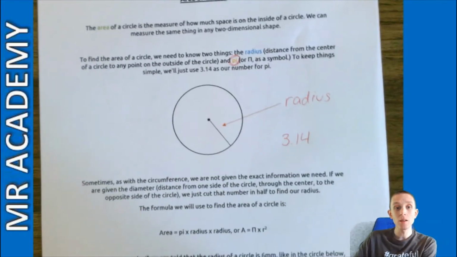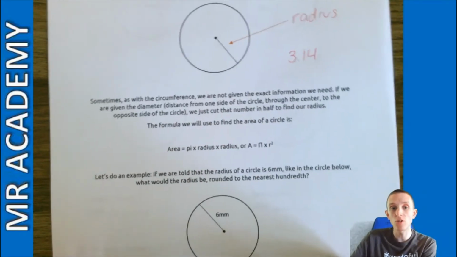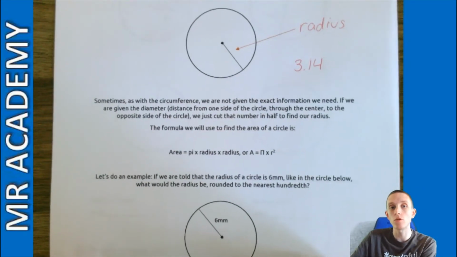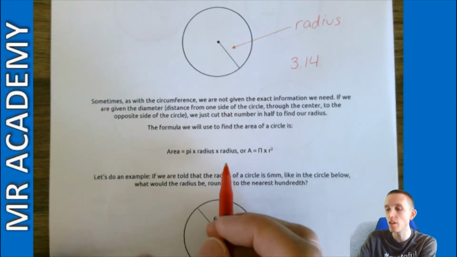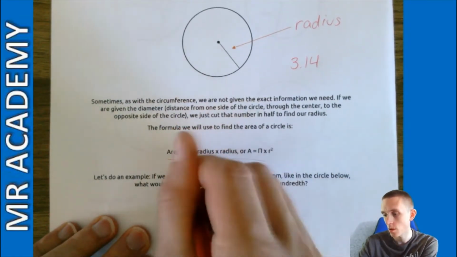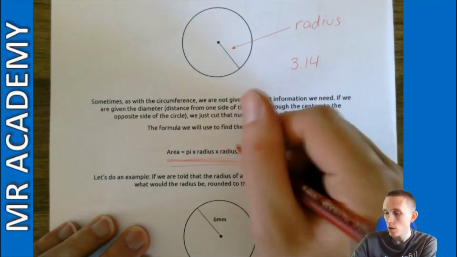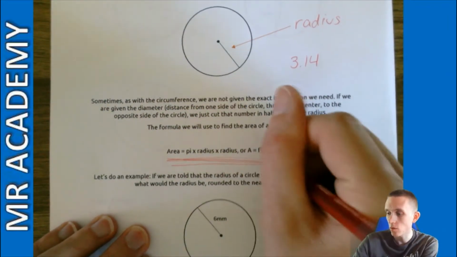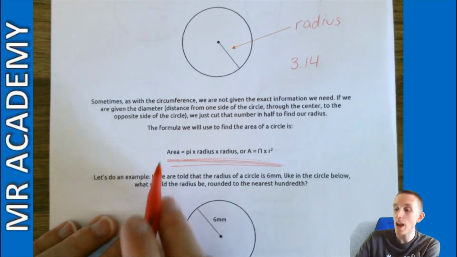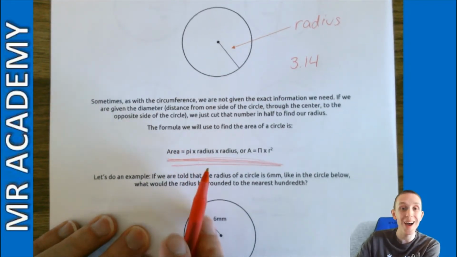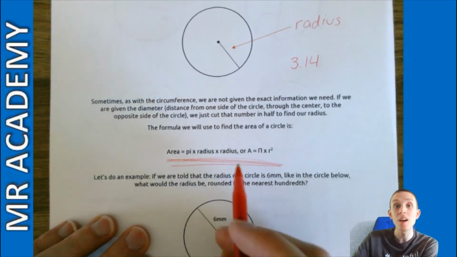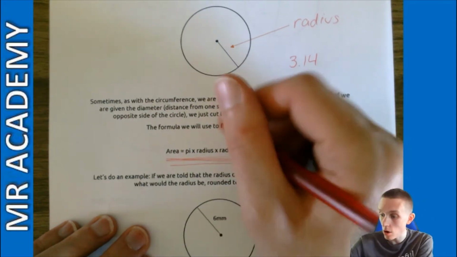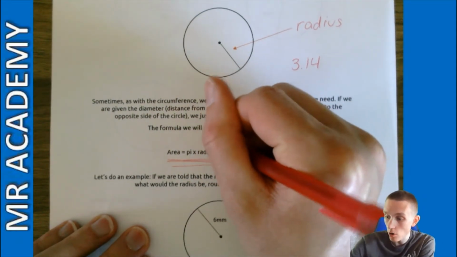To find the area of a circle, how much space is on the inside of a circle, we're going to use this formula right here. Technically, it's only this part, those are the same thing. The area equals pi times whatever our radius is times the radius again, or the radius squared.